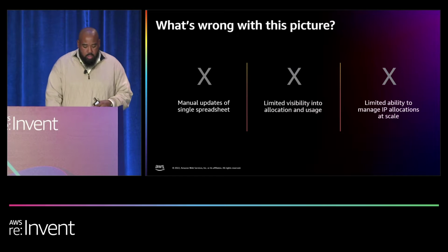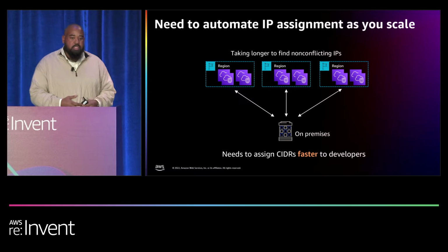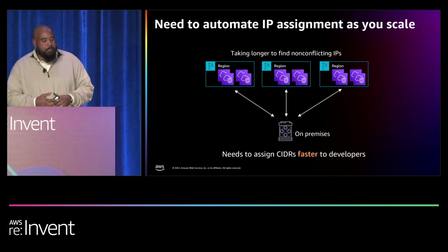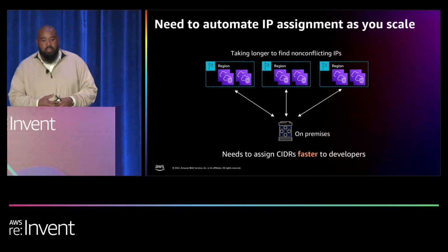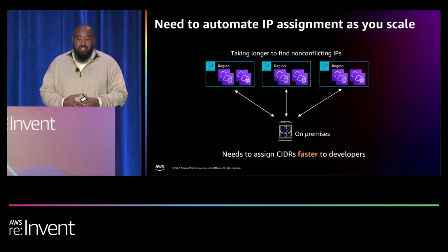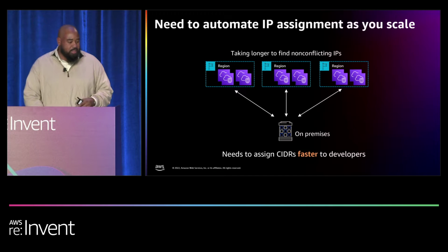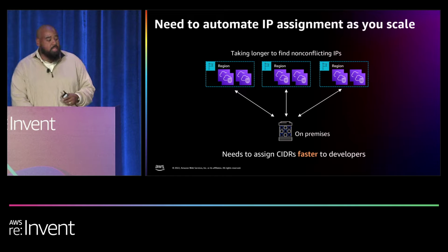So what do we really need? We need to be able to automate IP address assignments as we scale. No more hunting for the conflicting IP address on the network. That's a challenge. I don't know if you ever had to do that, but to find the IP address conflict on the network, you're probably just waiting on the ticket to come in, depending on how big your network is. We also need the ability to assign CIDR blocks faster. And I'll talk about a challenge with that from my own experience in network engineering.